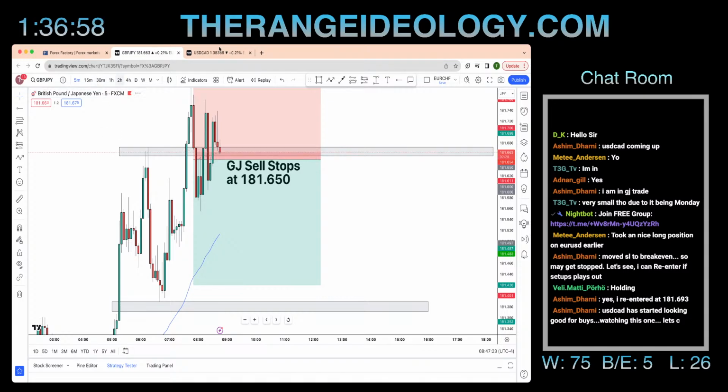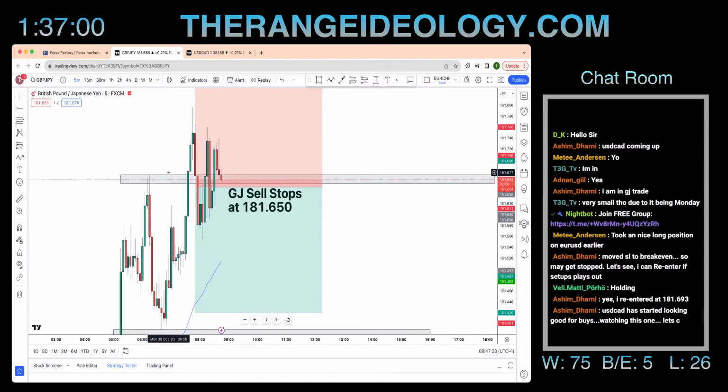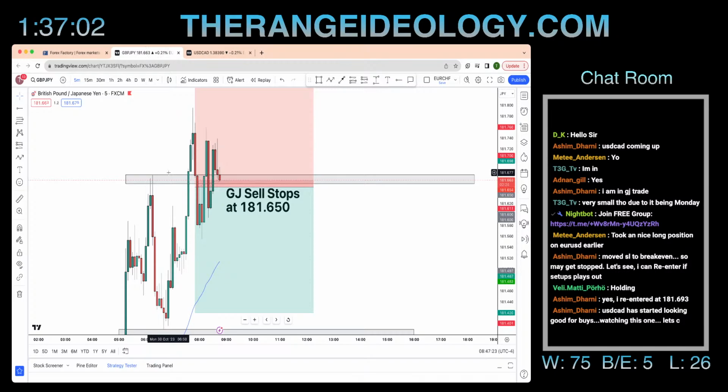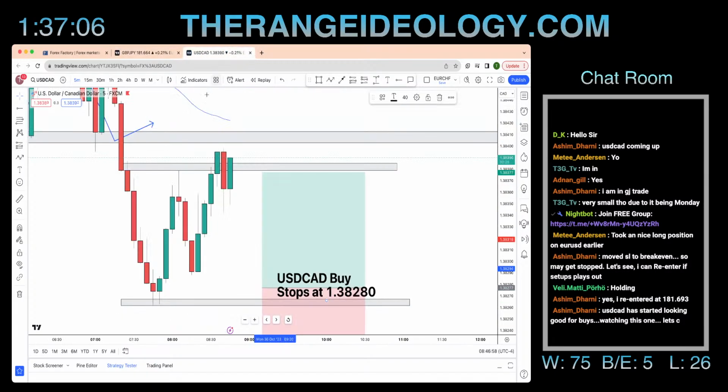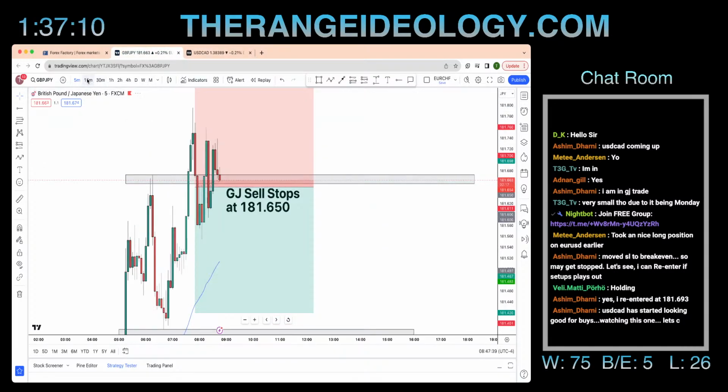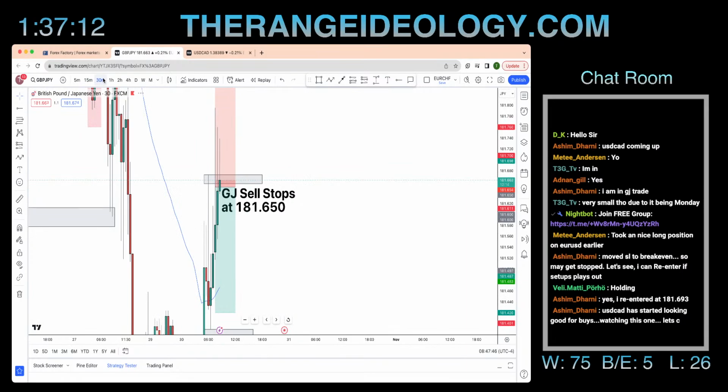All right. GJ is just slightly in drawdown right now, right around the break-even point, nearly. And here's USD CAD again. So not looking at that for now. Just looking at GJ.